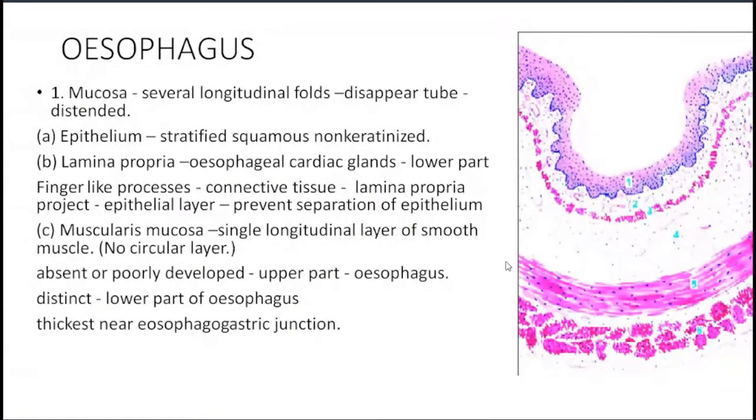Sometimes, depending on the slide, whether it is animal tissue or human tissue, you will get esophageal glands in the lamina propria, and it depends on the part from which the slide is taken. The one prominent feature is that the epithelium is stratified squamous non-keratinized, and if the section is from a lower level, then you can see the muscularis mucosa, which will be prominent.